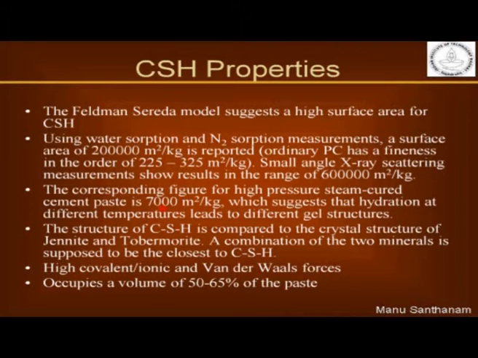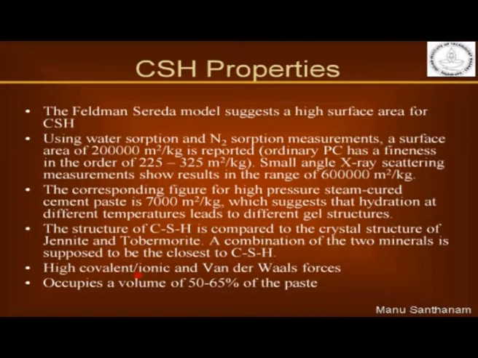So heat curing leads to a lower surface area of your CSH and higher macro porosity within the CSH. Again, CSH occupies 50 to 65% of your paste. It's got high covalent, ionic and van der Waals forces that keep it very cohesive, and that's basically responsible for the binding nature of your cement paste itself.